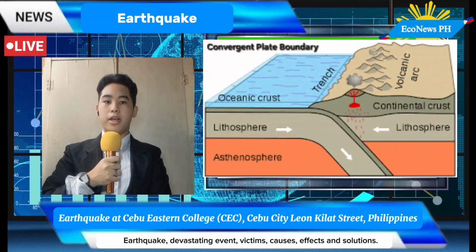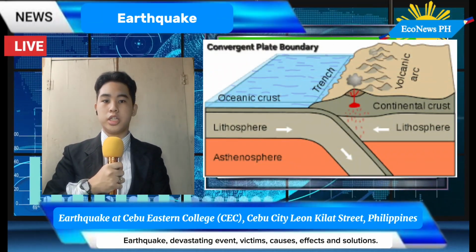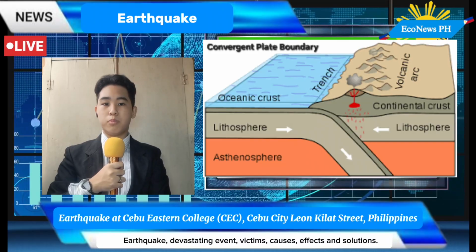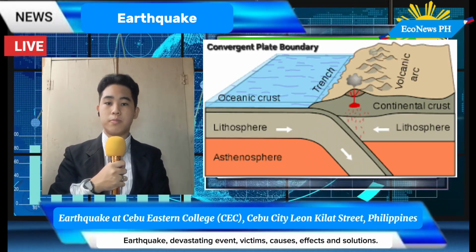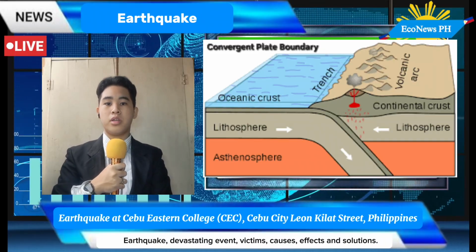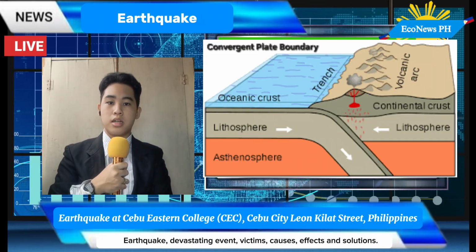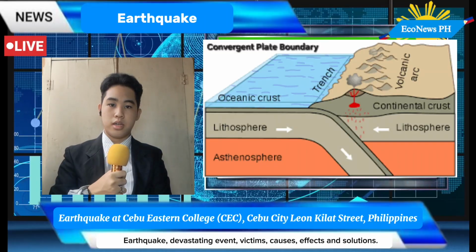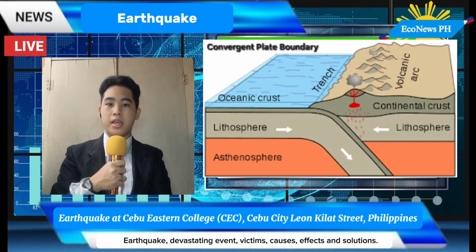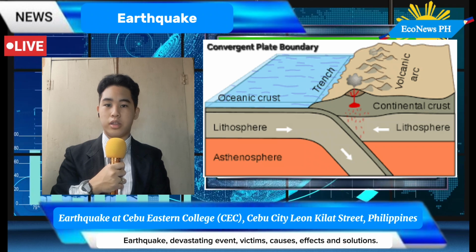The second tectonic plate movement is the convergent plate boundary. At a convergent plate boundary, plates move toward each other. One plate goes under the other. This builds a lot of pressure. When that pressure is released, it causes strong earthquakes. This can also create tsunamis if it happens under the water. This is common here in our country, the Philippines.